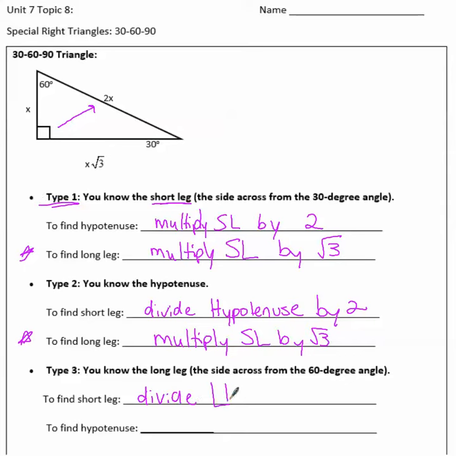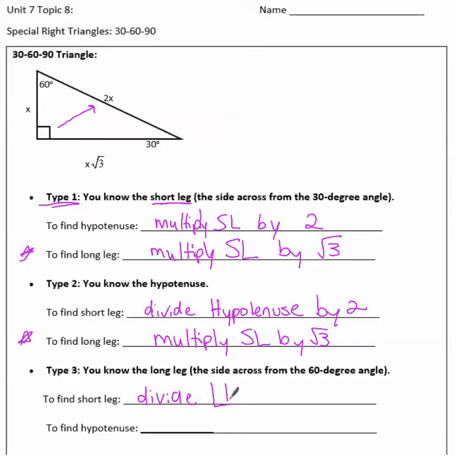Find the missing side lengths. Let me just, because you can't see on my screen. We have the short leg; the short leg is 14. So that's case 1. The hypotenuse is just double the short leg, and the long leg is the short leg times square root of 3.